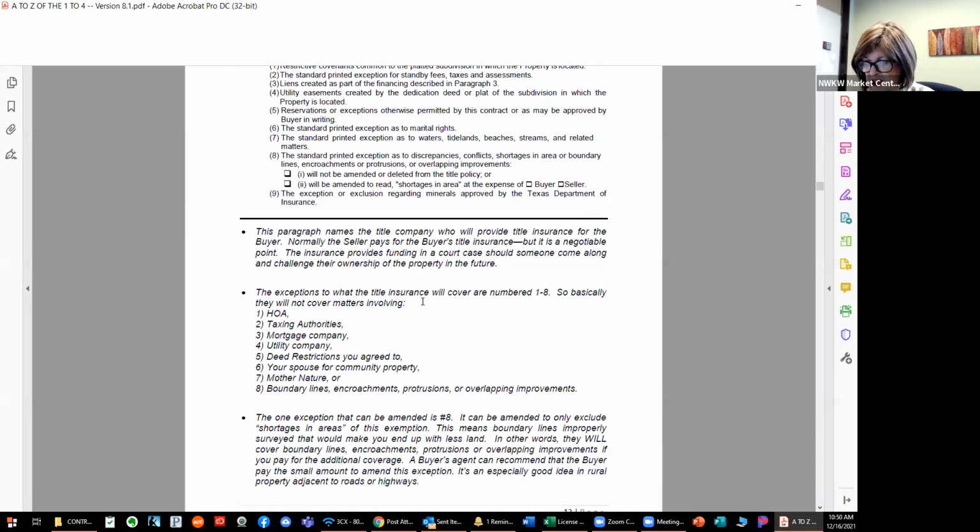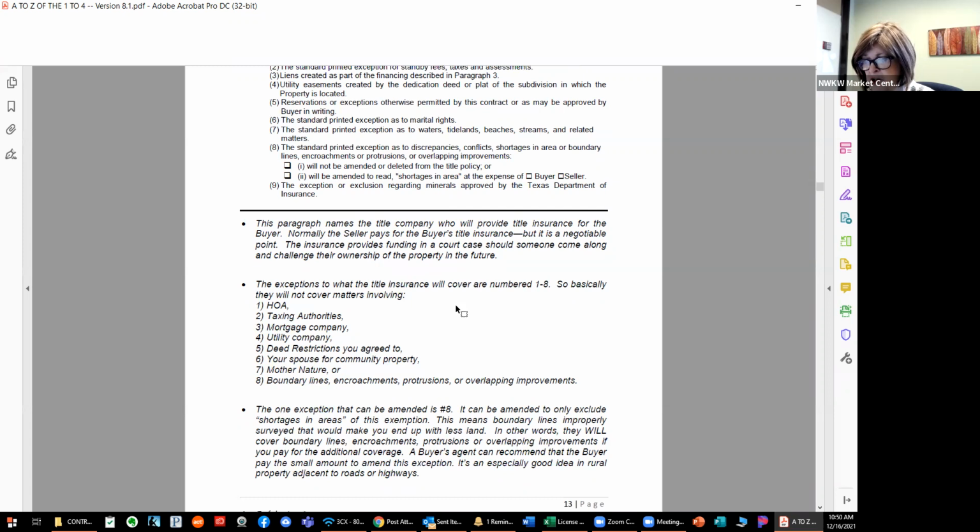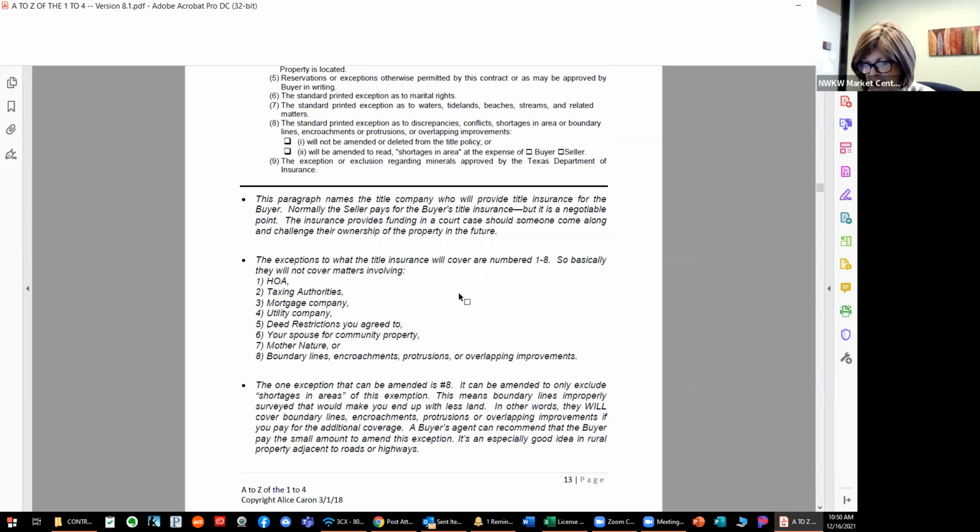The exceptions to what the title insurance will cover are numbered 1 through 8. So what they won't cover are these 8 items listed here, just so you know. The one exception that can be amended is number 8. Look up here at number 8 in the document, this little paragraph. The standard printed exception as to discrepancies, conflicts, shortages in area or boundary lines, encroachments, etc. Either will not be amended, so you're leaving it as is, or will be amended to read shortages in area at the expense of either the buyer or the seller.